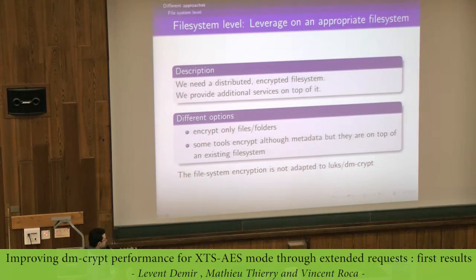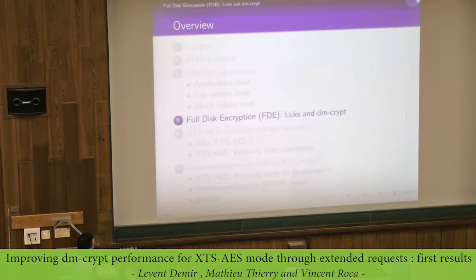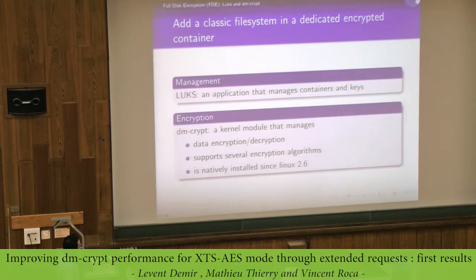The second level is file system level, but in this case we can encrypt data, but we will not encrypt the metadata, and the storage provider can have this metadata in clear, and even if we need to encrypt it, we need other tools. So we have chosen the third level, the block device level, because we want to make full disk encryption. We are using for this well-known tools like LUKS and dm-crypt. The advantage of this solution is that we can use off-the-shelf building blocks to provide several services for the client.